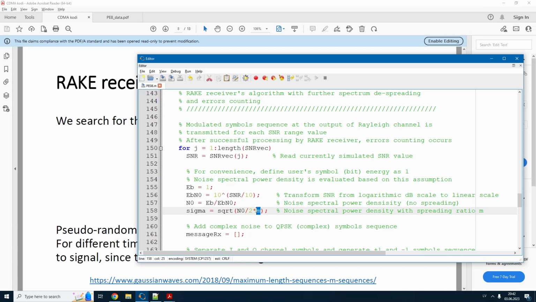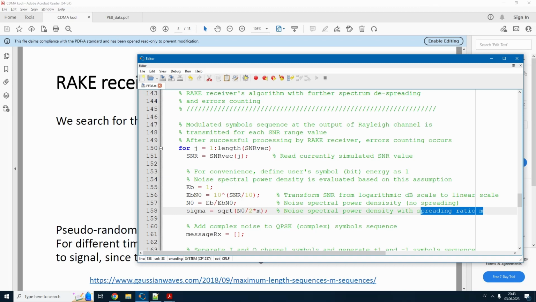So we have to actually multiply this noise power density by M, to make the noise M times stronger, so that it is in line and would produce the same results as if our signal had no spread spectrum. For spread spectrum you need to know the spreading ratio, which in our case is the same as the M sequence length. So we multiply it here, please don't miss it. The spreading ratio M is also specified separately here in a comment.